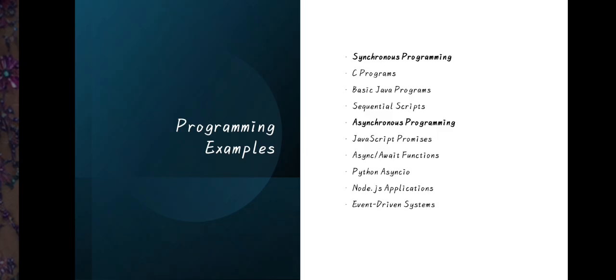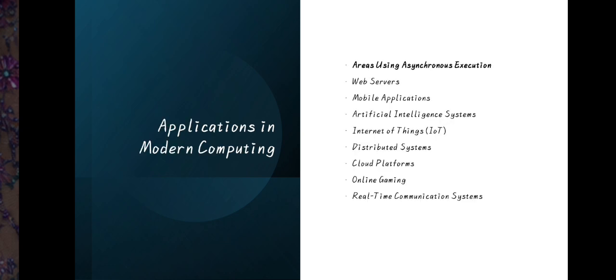Programming examples. Synchronous programming: C programs, basic Java programs, sequential scripts. Asynchronous programming: JavaScript promises, async/await functions, Python asyncio, Node.js applications, event-driven systems. These are the programming examples.